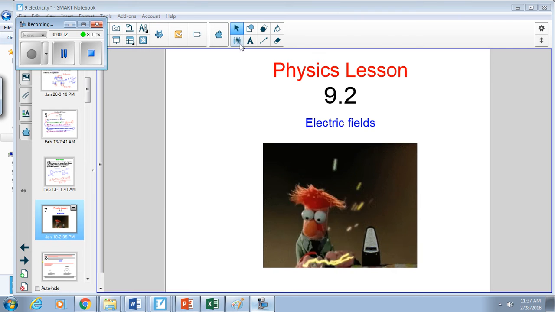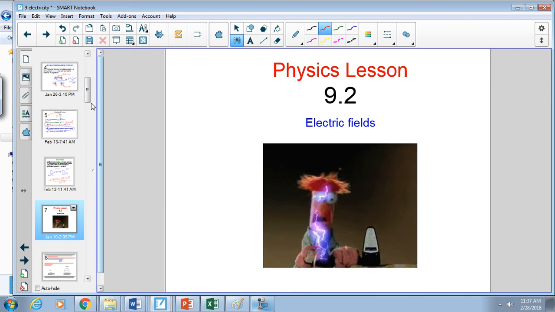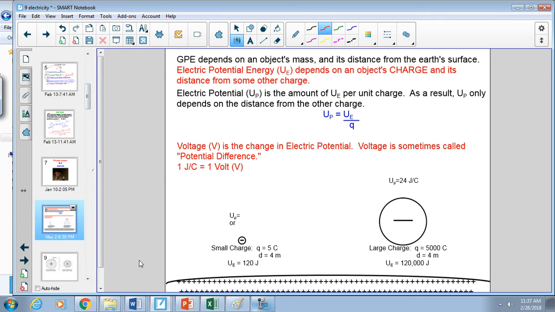Beaker. All right. So, physics lesson 9.2. First thing I want you to go through is the similarity between gravitational potential energy and electric potential energy. So these are both governed by this distance, right?